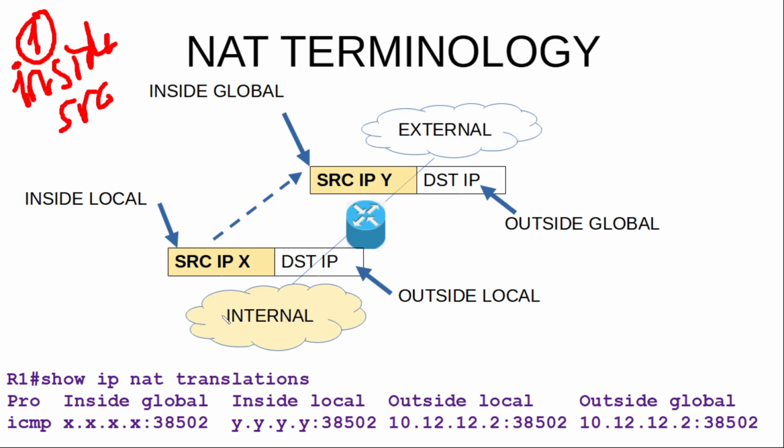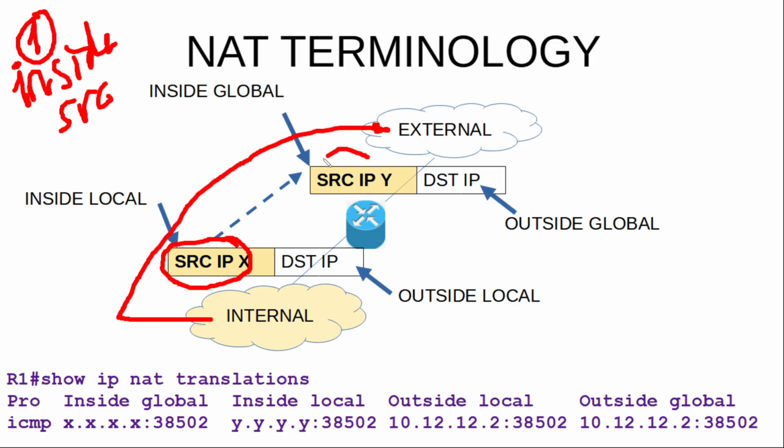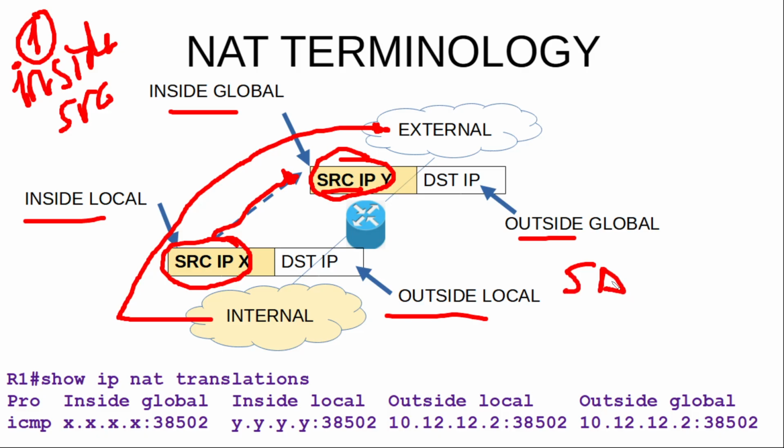Remember that the traffic is originated in the internal network and it is sent to an external network. In this case, the source IP address is changed in the outgoing direction. We are going to call this source IP address that we're changing the inside local, and the translated IP address is the inside global. The outside global and the outside local are the same. They are not touched at all.